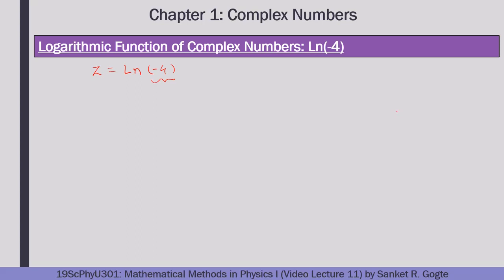To find out log of a complex number, first thing I have to do is write the complex number in exponential form. And before we write it in exponential form, let's first plot it in Argand plane. This is real axis, this is imaginary axis. Minus 4 is here, where this distance is equal to 4. To write minus 4 in exponential form, now I don't need a calculator. It is going to be 4 into e to the power i times minus pi plus 2 pi n.